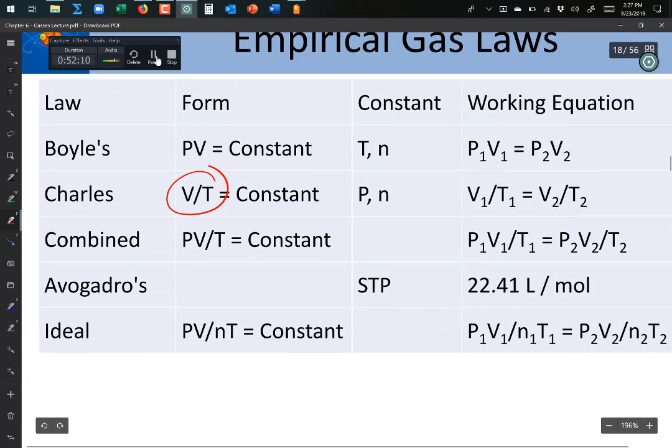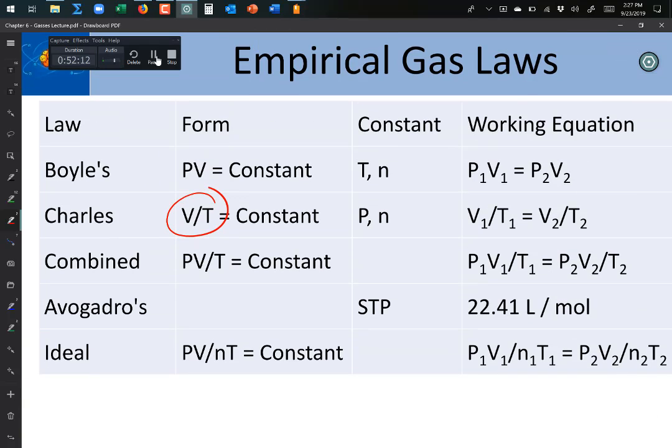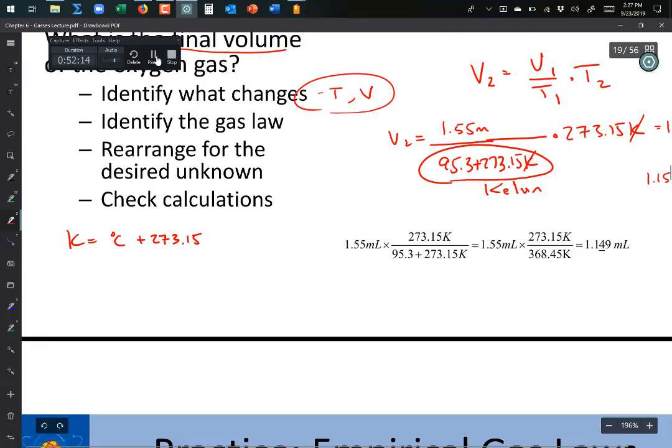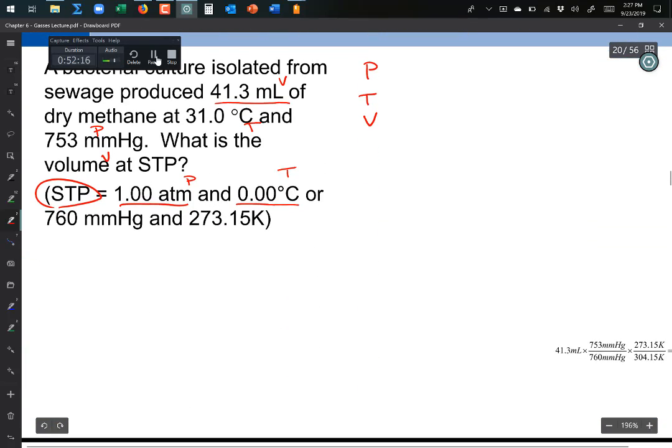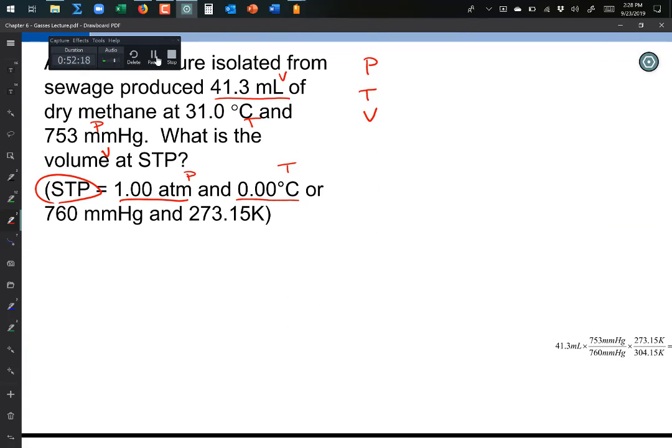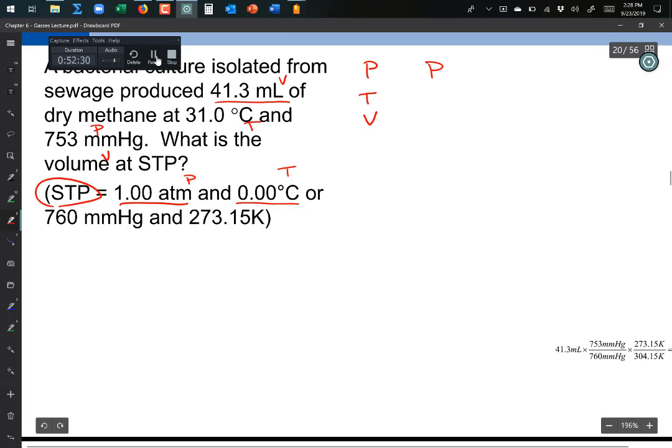If you flip, P times V over T. So you still give us those? Yeah, but it turns out you'll just remember them at some point. But there'll be a table of them. In fact, I'll show you a way that if you just remember one, you can get them all. So P1 V1 over T1 is equal to P2 V2 over T2, like that.